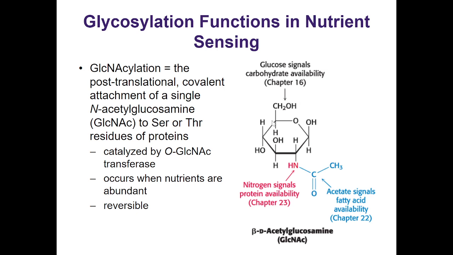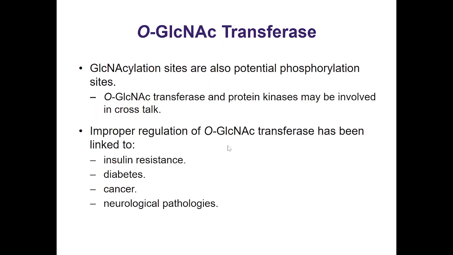Anyways, this right here is that GlcNAc that's going to be attached, okay? Anybody have any questions about that so far? Okay, so let's talk about the transferase now. The GlcNAcylation sites are also potential phosphorylation sites. Which one makes more sense to you guys, GlcNAc or glucan?